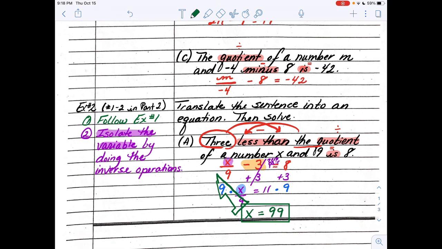Two-step equations. Make sure you write down any notes and bring them with you to class.